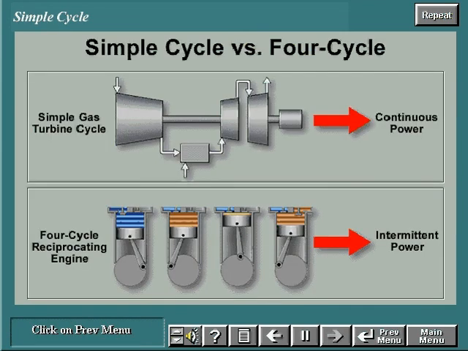Therefore, the major difference between a four-cycle engine and the simple gas turbine cycle is that the gas turbine produces continuous power, while the power from a four-cycle engine is intermittent. This means that power is available continuously throughout the operation of a gas turbine, but in a reciprocating engine, power is available only on the expansion stroke.